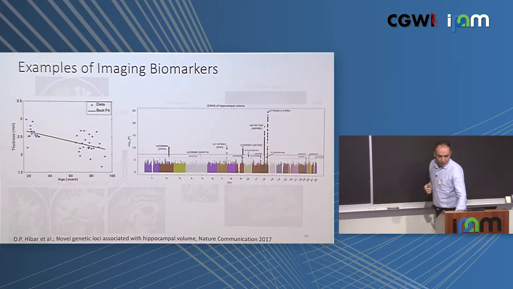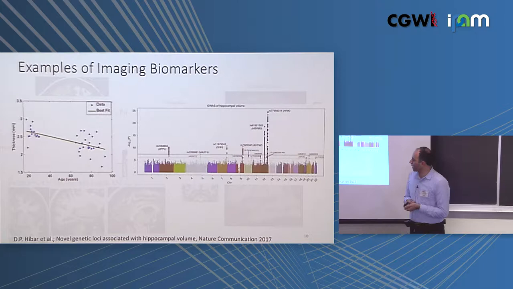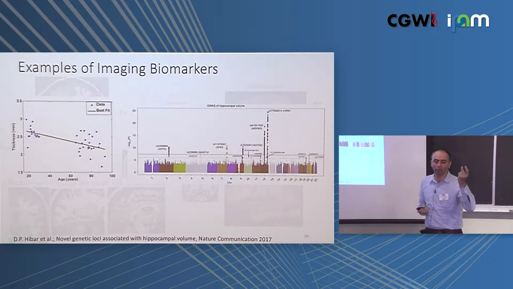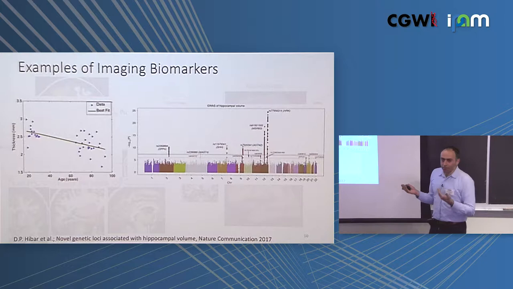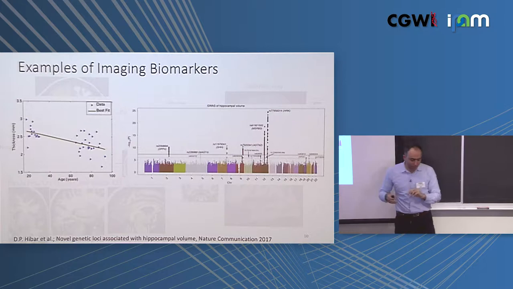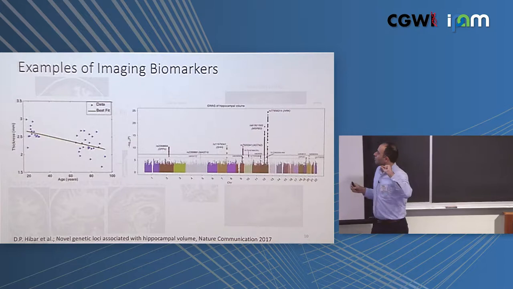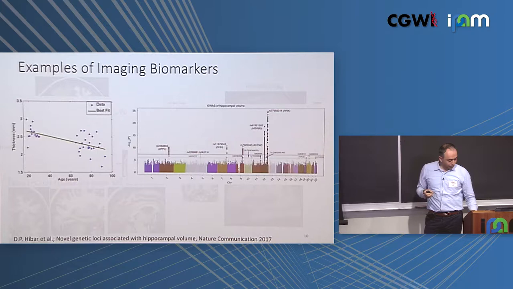Okay, so it's also genetically driven. For example, this is the result of a meta-analysis published by Hibar et al. back in 2017 that basically used the volume of the hippocampus and performed genetic association. And this is the Manhattan plot of that. We'll talk more about methods like this, and this is just for one measurement, but this measurement is genetically driven.